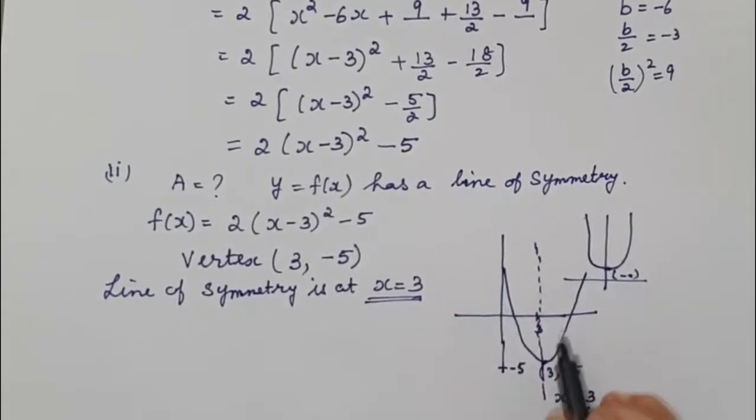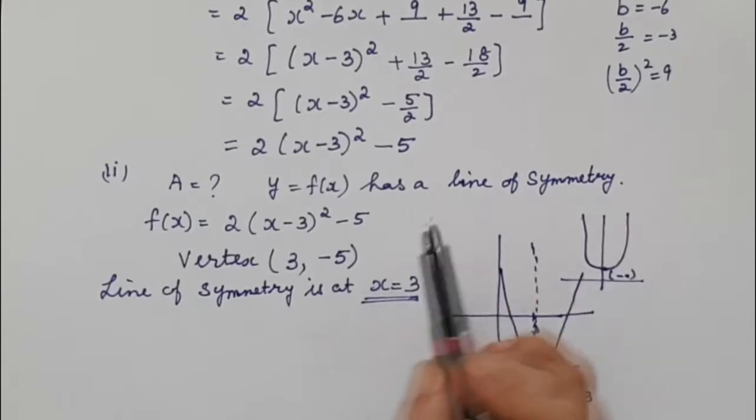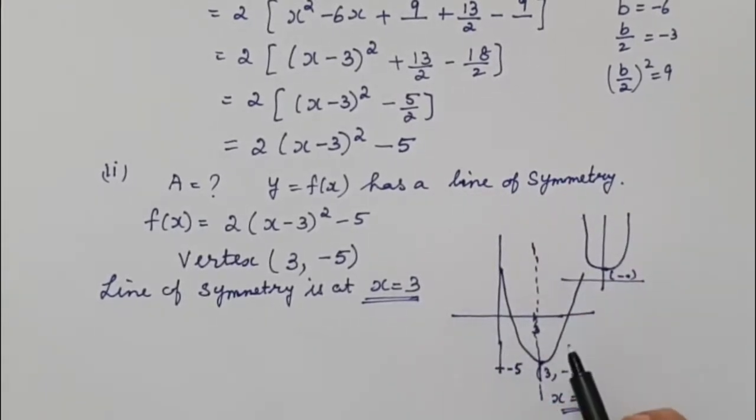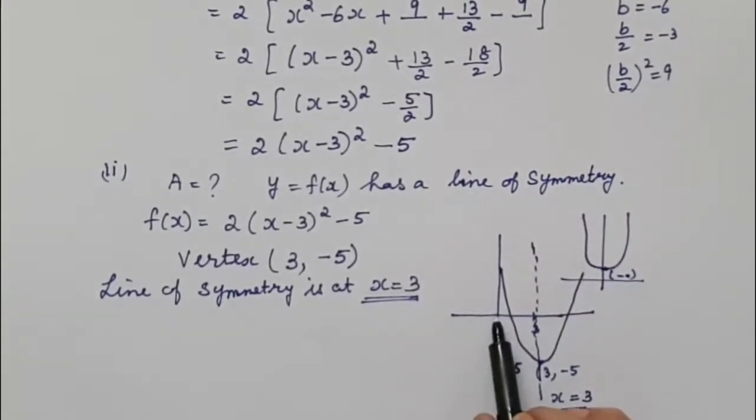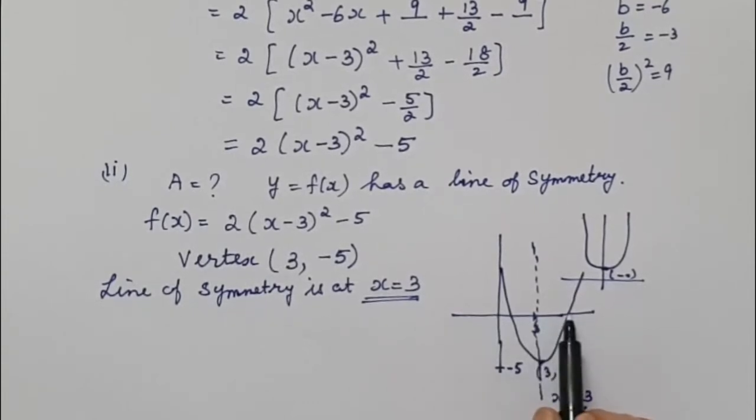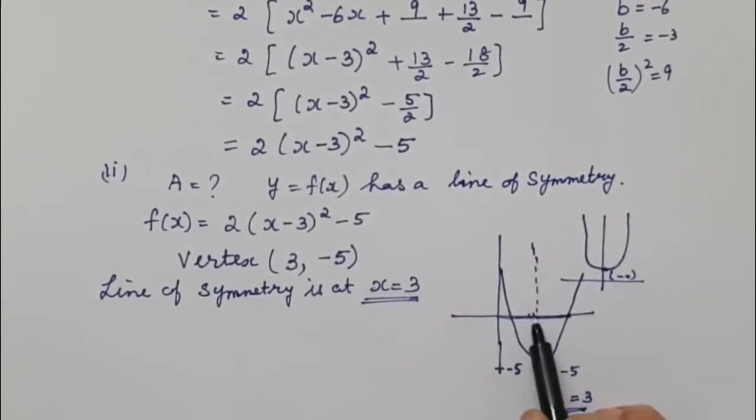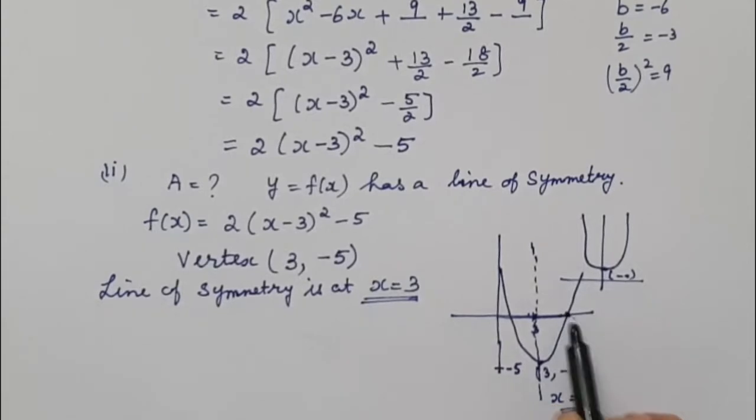Now in order to find our value for a, that is our domain, we need to find our x values. Here, when we take this much distance, the same distance it has to be on the other side. So till here is 3. So 3 plus 3 will give us a 6.